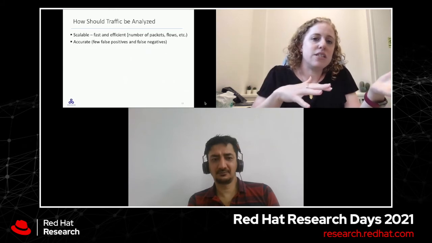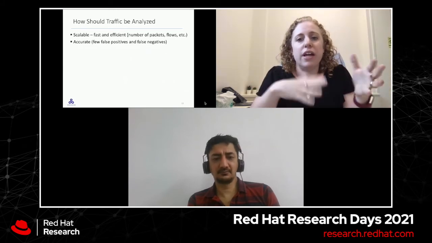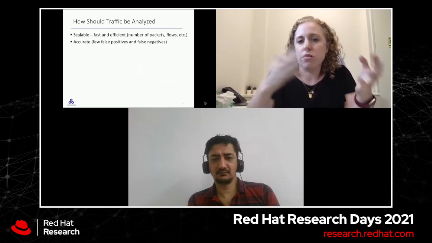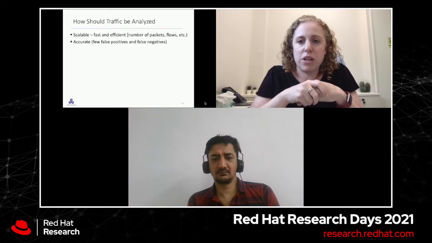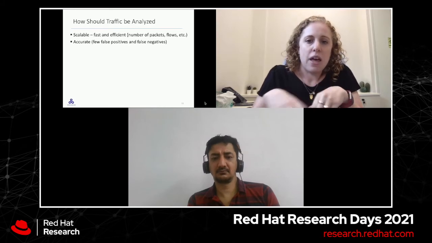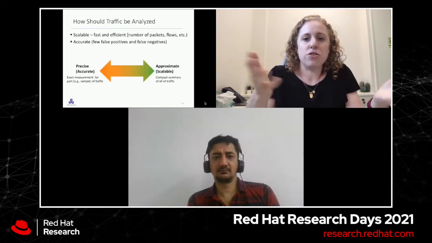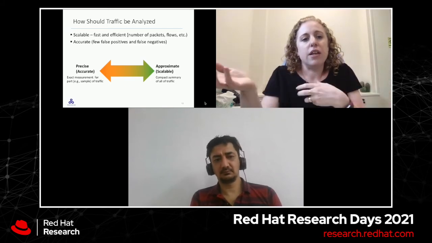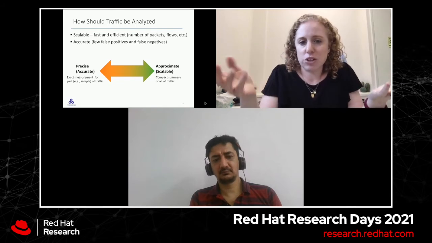So actually, none of these methods really hit the mark, because we want analysis that is, on the one hand, scalable so that it can handle all the traffic efficiently. But we also want it to be accurate so that we can catch the bad guys without hurting the good guys. And this gives us a certain trade-off between how precise our analysis can be and the amount of traffic that we can actually process.